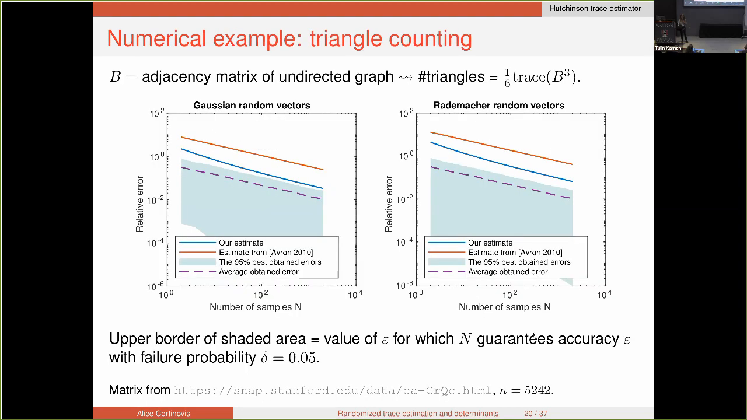Okay, so here I have another example. Here I'm trying to count triangles in a graph. If you let B be the adjacency matrix of an undirected graph, in which you put 1 if there's an edge and 0 otherwise, then the number of triangles can be written as 1/6 of the trace of the cube of B. But anyway, this was just an example.